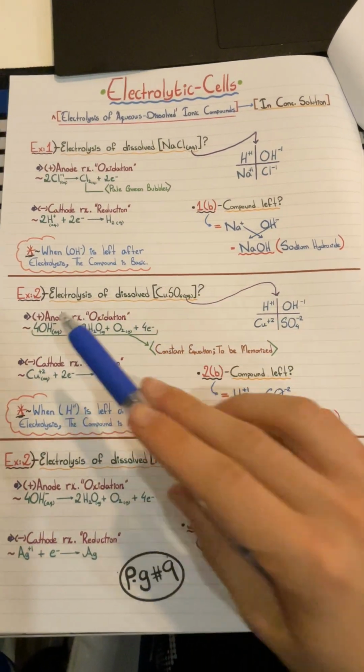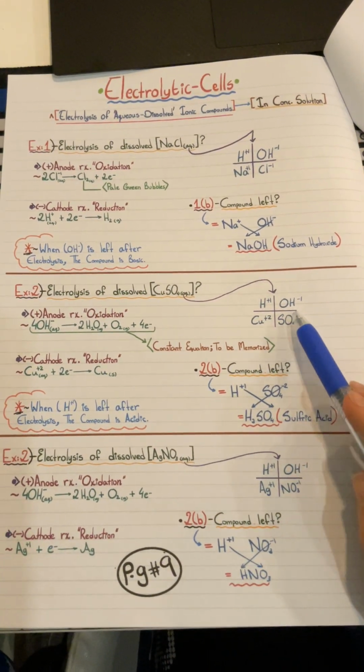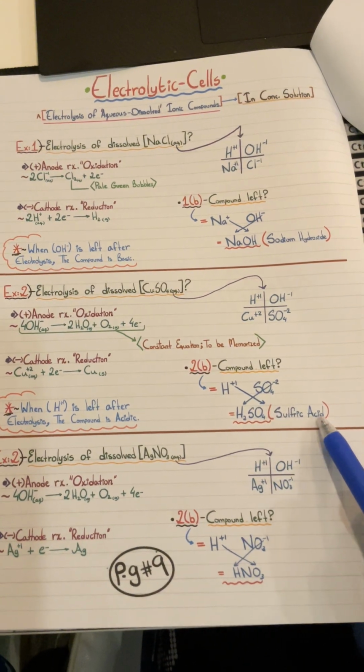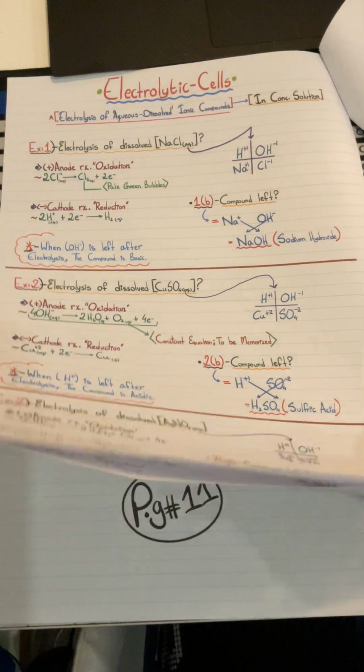What has been used? Hydroxide, copper. What is remaining? Hydrogen, sulfate. What is the compound left? Combine hydrogen and sulfate, sulfuric acid. The last one, I'll leave it up to you to solve this question.